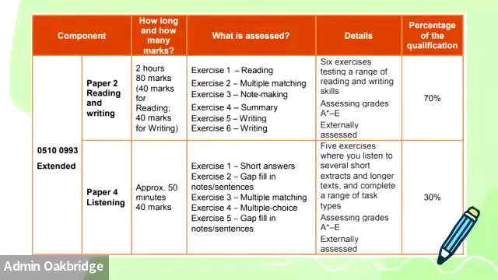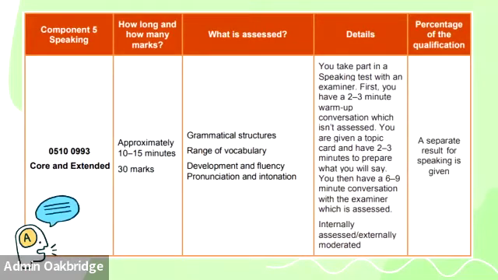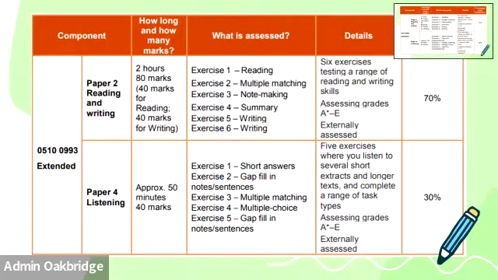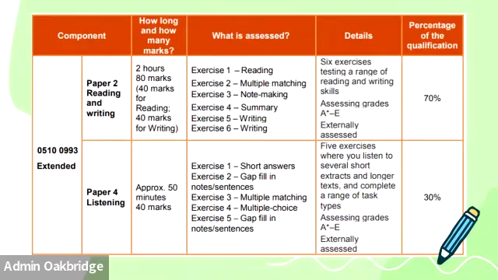So for ESL, we have 3 components. The first one is paper 2, paper 4, and component 5. So let's have a look at the components and how many marks are given, what is assessed, and the percentage of the qualification of this paper.